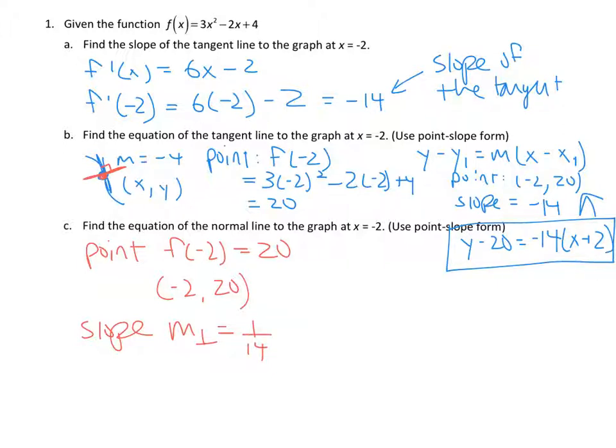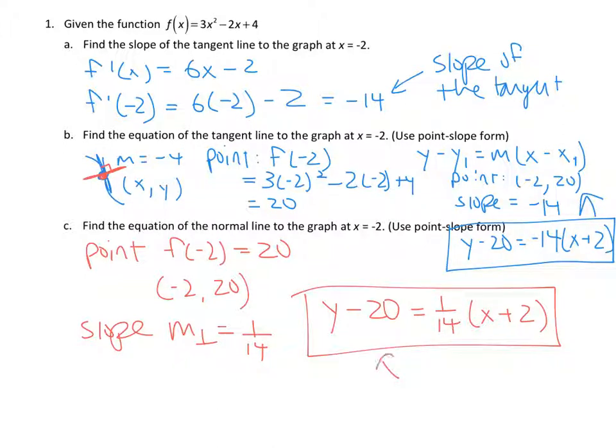So the equation of the normal line in point slope form is y minus the y-coordinate of the point, which is 20, equal to the slope of the normal line, 1 over 14, times x minus the x-coordinate of the point, which is -2, so it becomes +2. And that is the equation of the normal line. Blue was my tangent line.